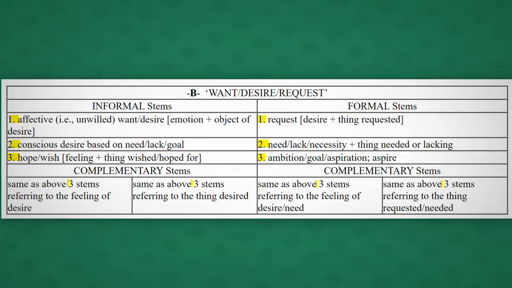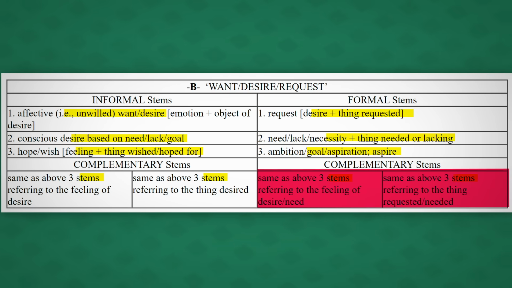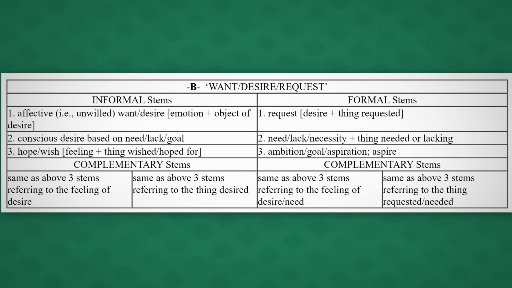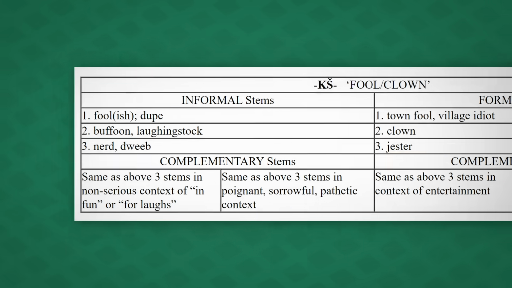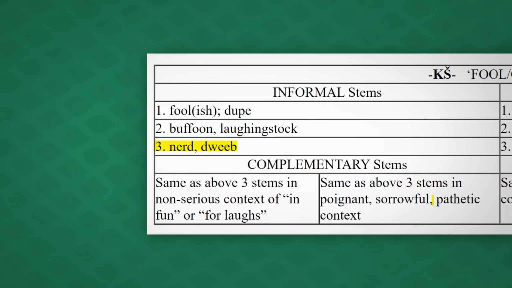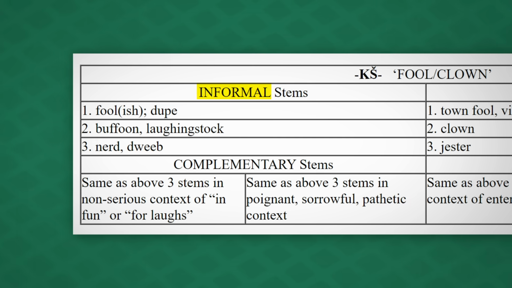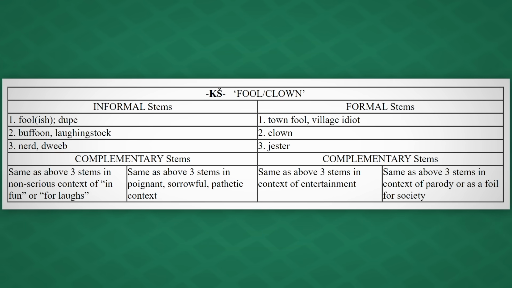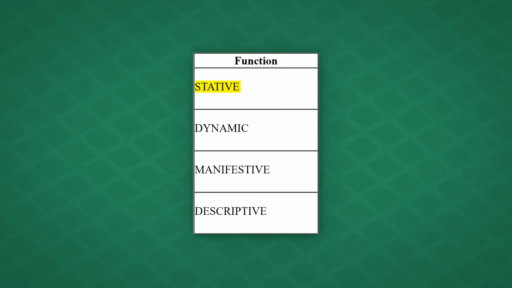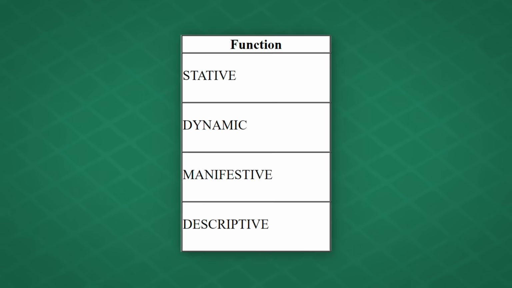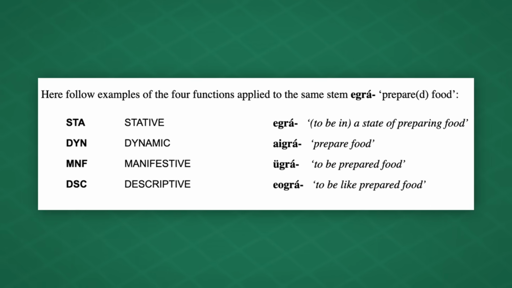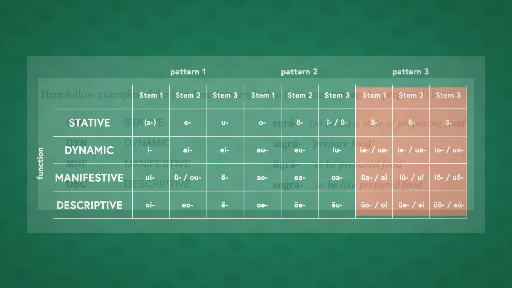Now, each root has 18 stems that are more nuanced versions of the word, split into formal and informal, then 3 patterns with 3 meanings each. So for fool/clown, let's look at our options and let's go with nerd/dweeb, and why not put it in the context of pathetic? That's informal and the third meaning of the third pattern, but then we also have to add one of 4 functions. All Ithkuil nouns are stative, but just if you're curious, if it were a verb, function would help us understand the relationship the verb has to its noun participants, which is best understood through these examples that we don't have time to explain. So third pattern, third stem, stative, okay, that means we need O before it. So far, our word is oaks.